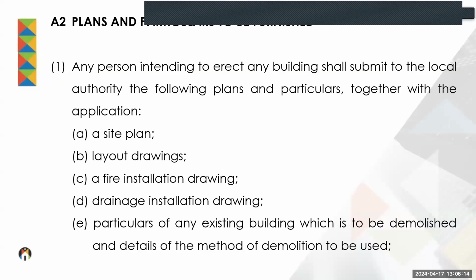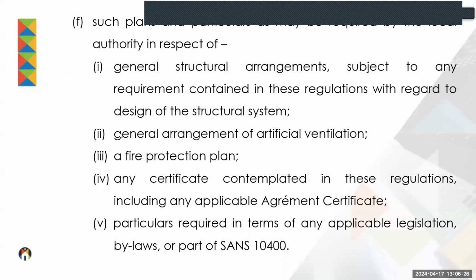Particulars of any existing building which is to be demolished and details of the method of the demolition to be used. So you can't just say they are to be demolished. You have to basically detail how it's going to be demolished. Then plans as required by the local authority when it comes to general structural arrangements, if those general arrangements are not required by any of the other deemed to satisfy requirements of the standards.